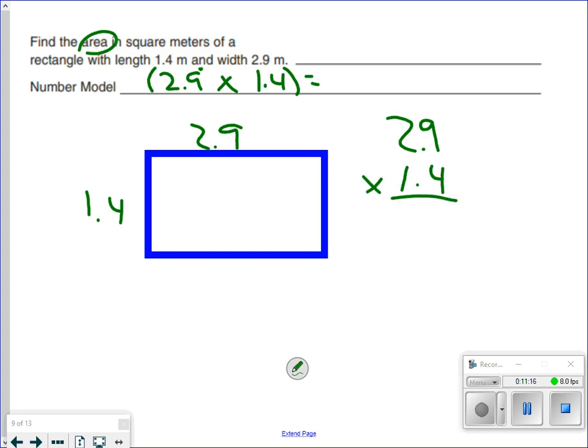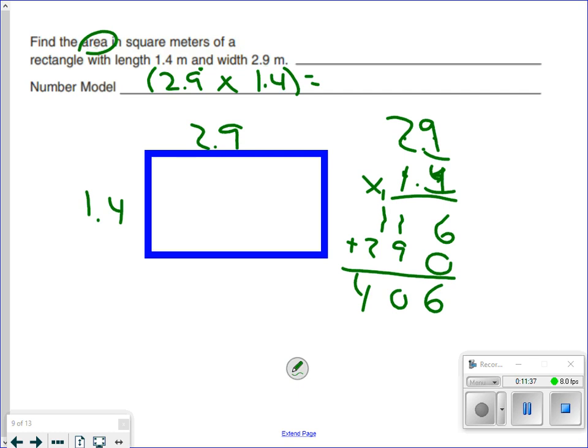Let's see how I do. 4 times 9 is 36. 4 times 2, I have 8, plus 3, I have 11. Place value holder. I'm going to erase this on the top here so I don't get messy. Okay. 1 times 9 is 9. 1 times 2 is 2. I add these things up. I've got a 6, I've got 10, I've got 4. Two numbers after the place value, so my number is not 406. It is 4.06 is my answer, and it is in meters squared.